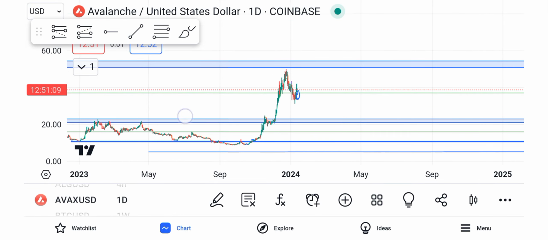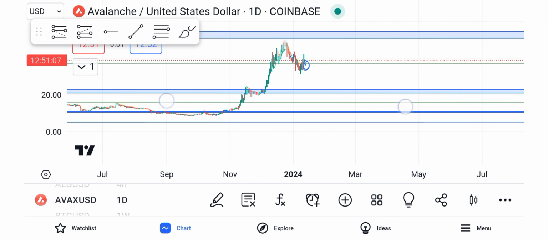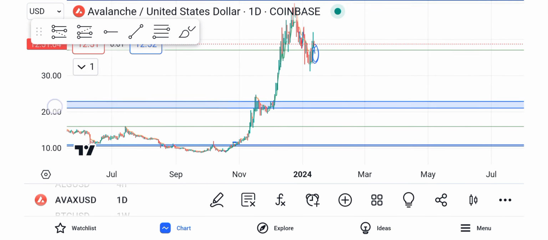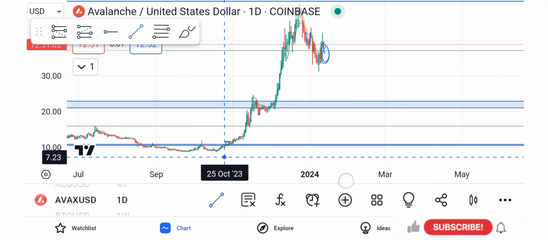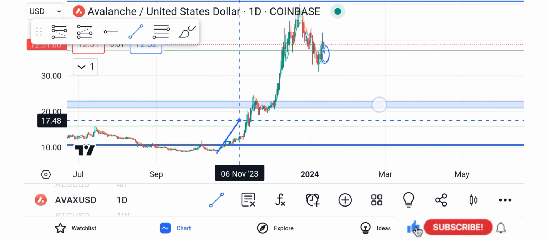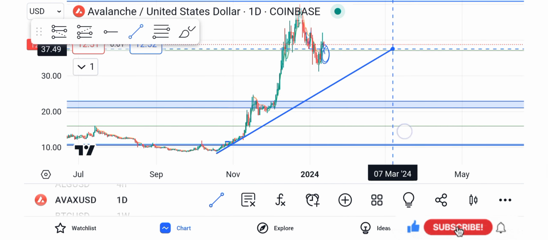Here's the daily time frame. Could we draw a trend line from here? Cryptocurrency charts can be very weird sometimes. Okay, let's see what we find.